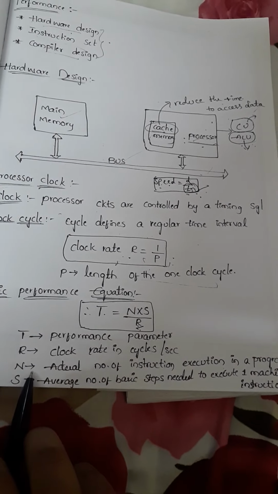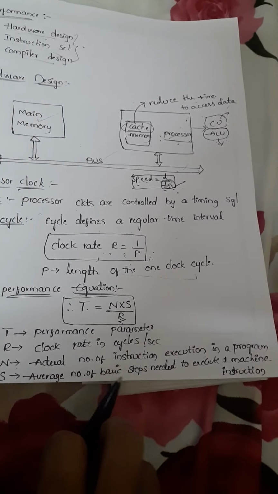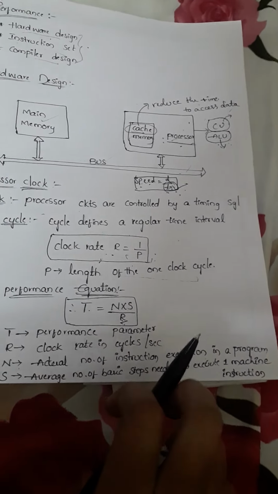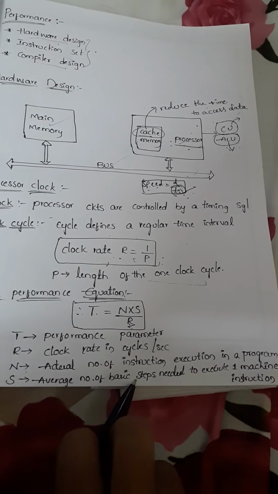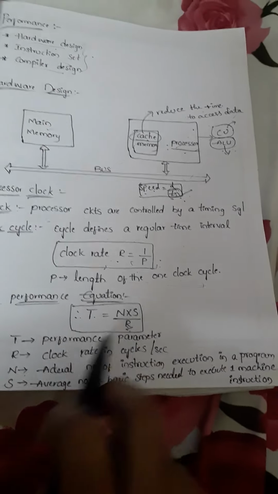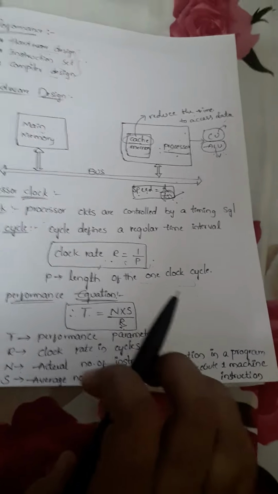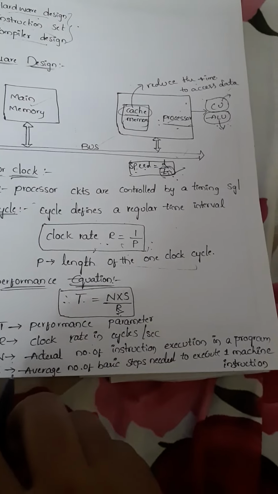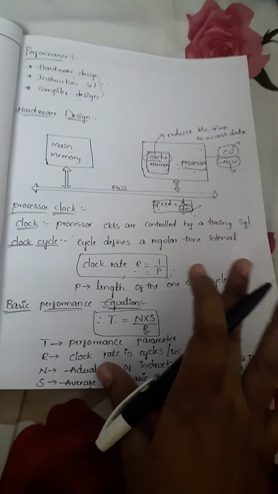And N is nothing but the number of actual instructions present in the program. And what is meant by S? The average number of basic steps needed to execute one machine cycle. And R is, as we already know, the clock rate in cycles per second. So this is the performance equation in hardware design.